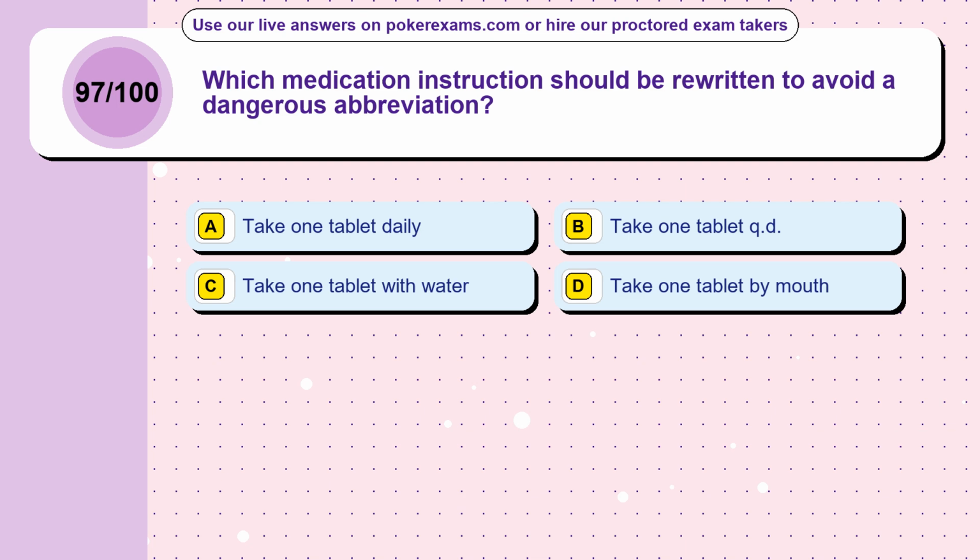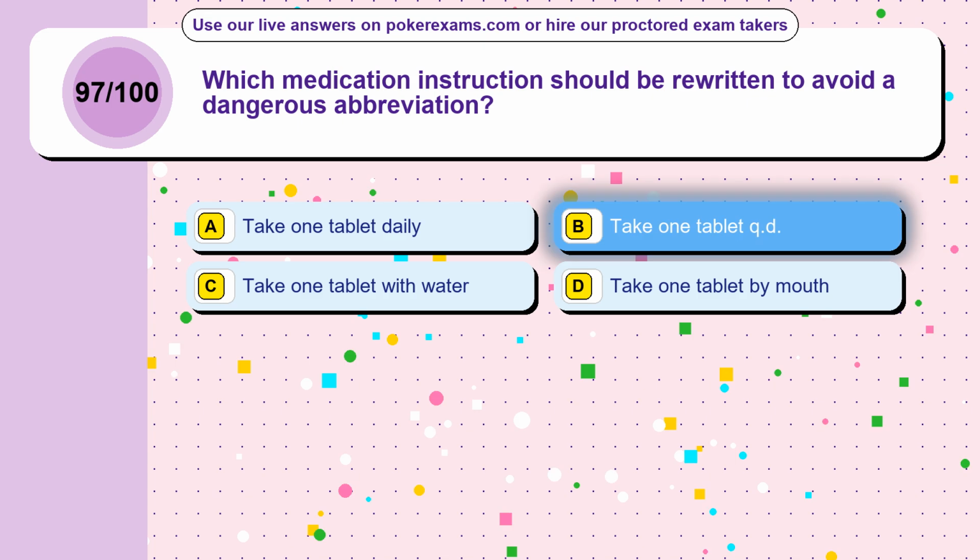Question 97. Which medication instruction should be rewritten to avoid a dangerous abbreviation? Option A. Take 1 tablet daily. Option B. Take 1 tablet QD. Option C. Take 1 tablet with water. Option D. Take 1 tablet by mouth. The correct answer is option B.